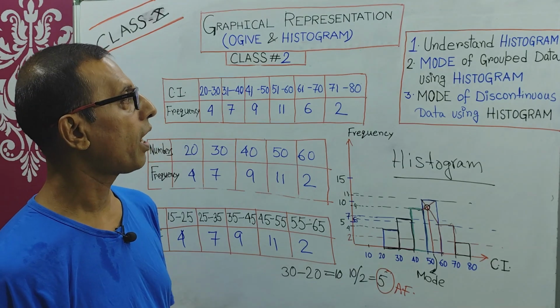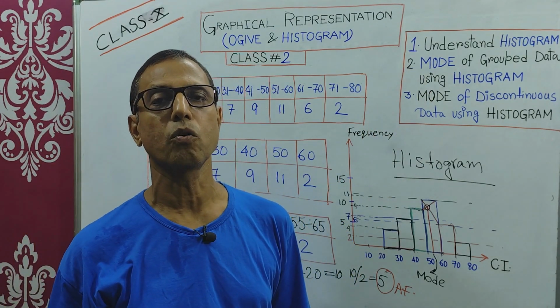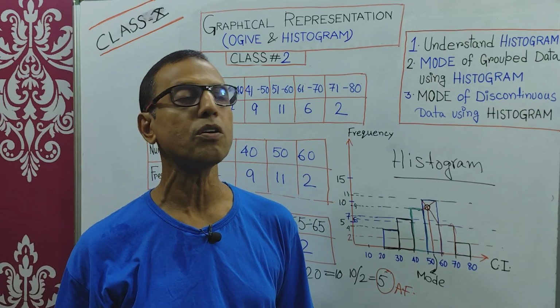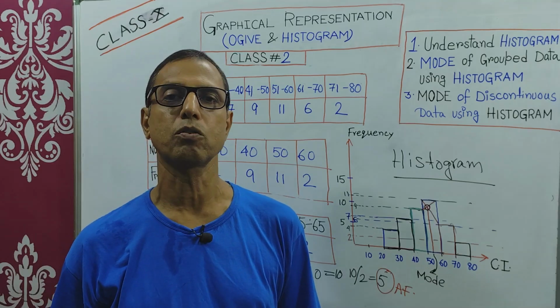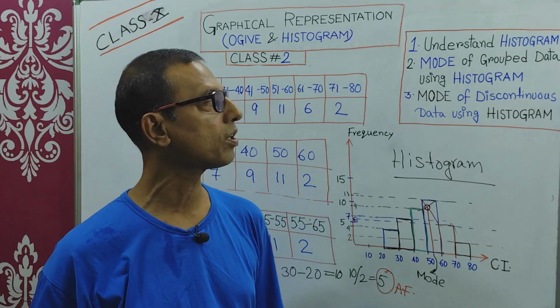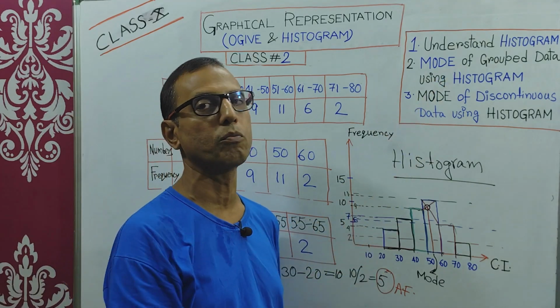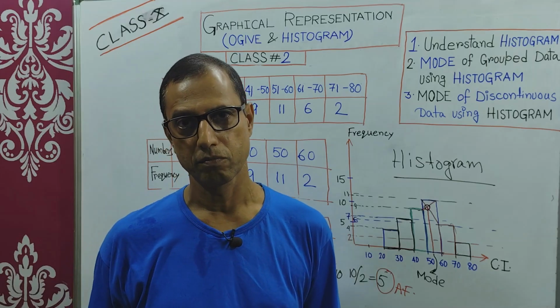Okay, so I believe now this is very much clear. I explained ogive in my last video, and here I have explained histogram. You can find what the difference is between these two, what the utilities of ogive and histogram are, and in histogram how to find the mode for a continuous data set, discontinuous data set, or discrete data, right?